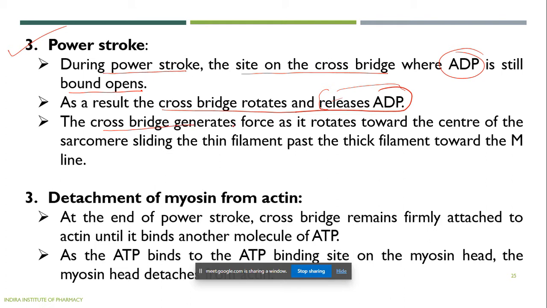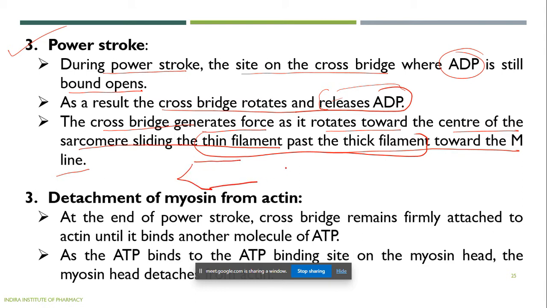Okay, so the cross bridge generates force as it rotates towards the center of the sarcomere, sliding the thin filament past the thick filament toward the M line. So this power stroke means moving the thin filament past the thick filament towards the M line. Compared to the condition before the power stroke, after the power stroke the Z disc moves towards the central line. This is the thick filament, and the thin filament slides over it and moves towards the M line. When we see the video related to this, you will understand it more clearly.